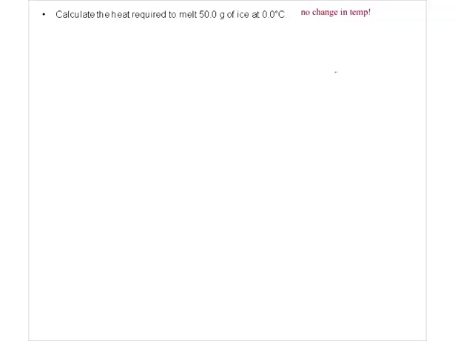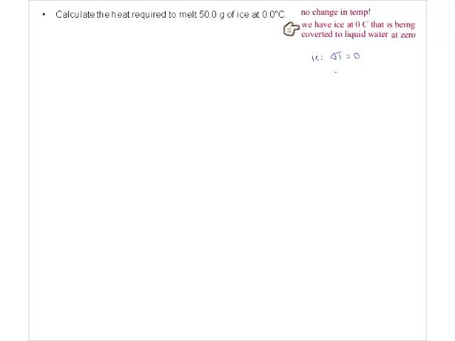So you might be tempted here to do Q equals mc delta T, because we know the mass of the ice and water. We know the identity is water, so we know the specific heat value of ice. It's 2.01. The only problem is there's no temperature change. So in this question, your clue here is that Q equals mc delta T. Well, delta T is 0. It doesn't change. So I can't use that formula.